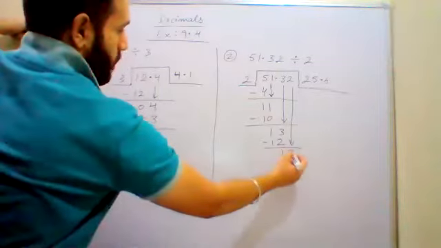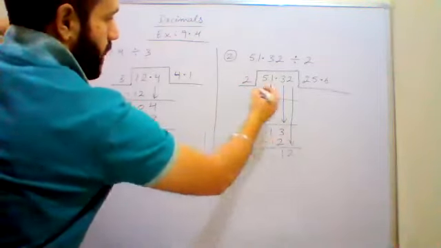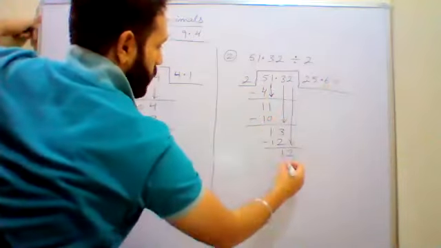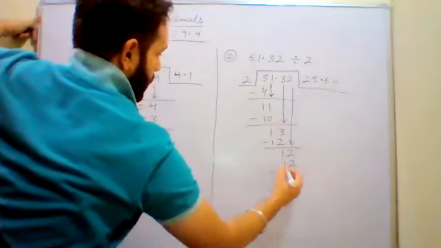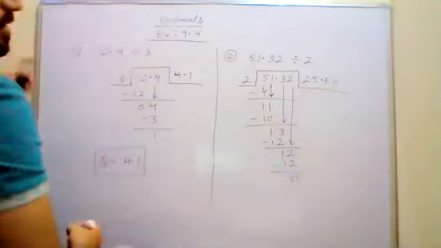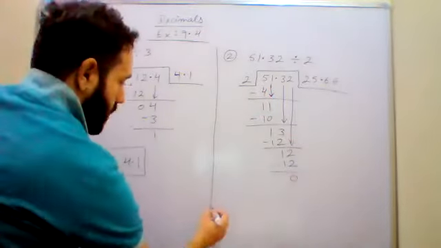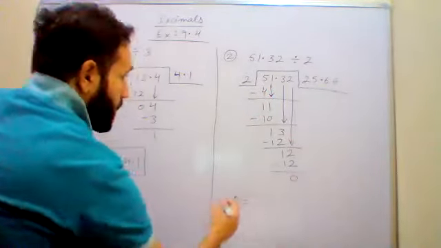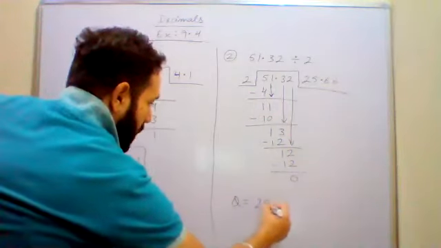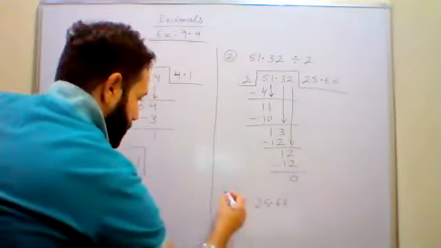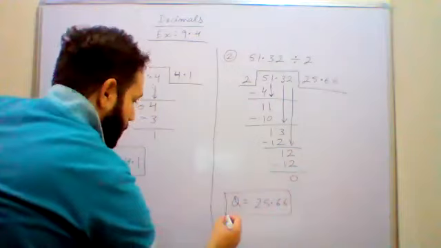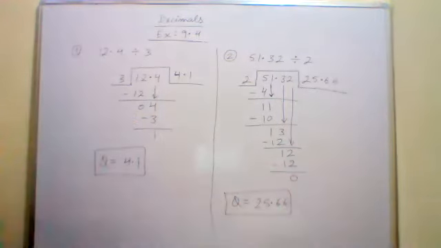So now this is 12. 12 divided by 2 is 6. You get 12 here. 0 is the remainder. That means your answer is, what is the quotient? It is 25.66. This is your quotient. Note it down in your copies, all of you.